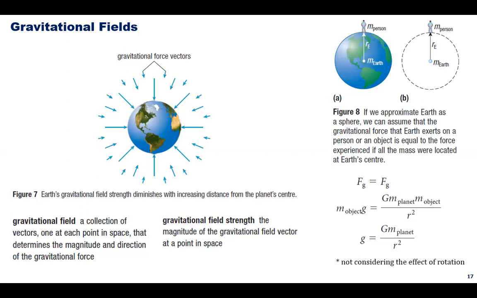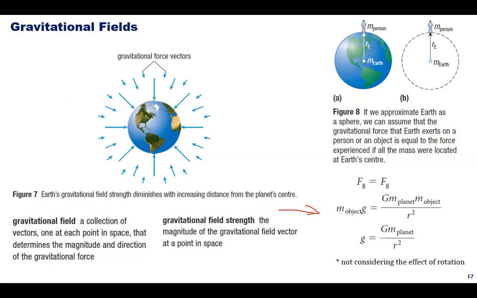To calculate the gravitational field strength as a function of a central spherical mass, we combine the universal law of gravitation with Newton's second law. So let us calculate the acceleration due to gravity g on a small mass and object near the surface of a spherical planet of mass m planet and radius r. So we have the following relationship, which is shown here.